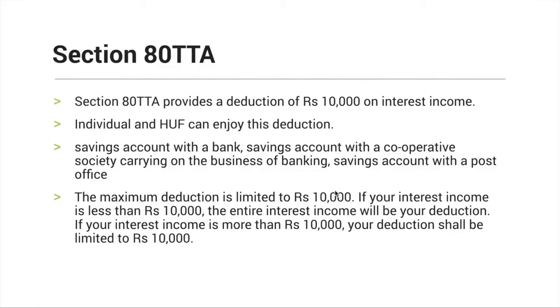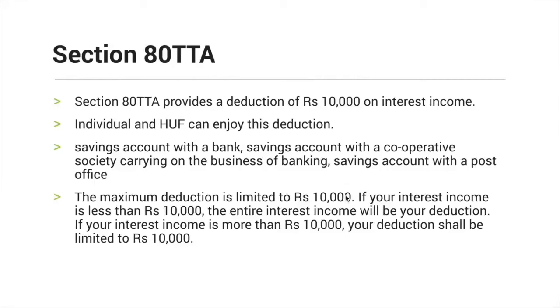If you have a savings account in three banks, for example HDFC Bank, SBI Bank, and ICICI Bank, and you are gaining interest of 5,000 aggregated across all three banks, then you can claim that 5,000 under section 80 TTA completely. If your total interest income from the savings accounts in the three banks is more than 10,000 rupees, for example nearly 20,000 rupees, then you can claim a maximum of 10,000 rupees under section 80 TTA, and for the remaining 10,000 you need to pay tax.